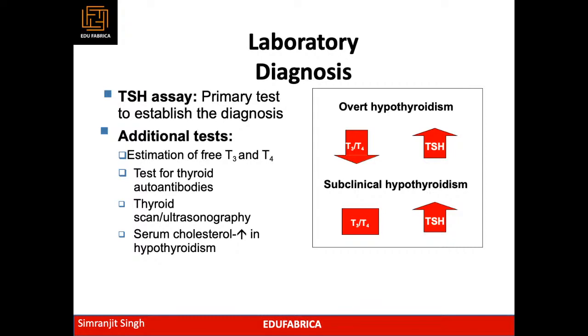And then laboratory diagnosis. The TSH assay is the primary test established for diagnosis. Additional tests include estimation of free T3 and T4, tests for thyroid autoantibodies, thyroid scan, and serum cholesterol. In overt hypothyroidism your T3 and T4 are reduced and your TSH is increased, and in subclinical hypothyroidism your T3 and T4 remain the same and TSH is increased.